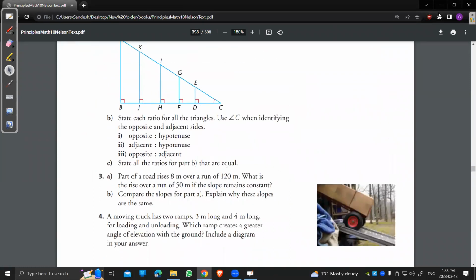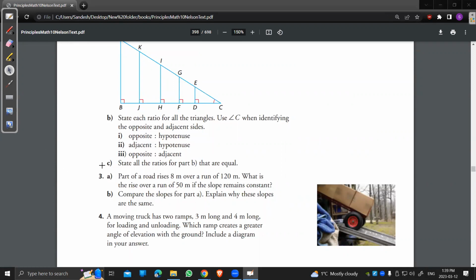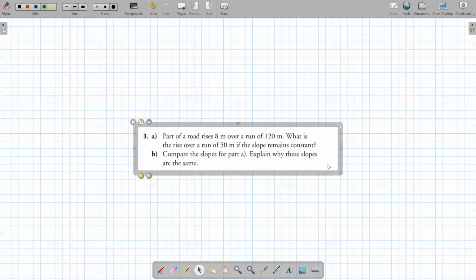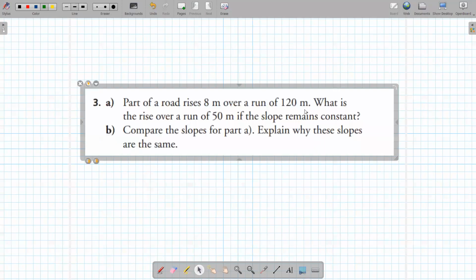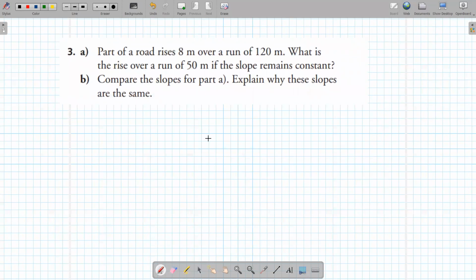Okay, these ones are pretty whatever. Let's try doing this real life problem. This would be an application type problem. So there's a road somewhere that rises 8 meters over a run of 120. So they've basically given you rise over run. This is 8, 120. 8 rise, run is 120. What's the slope? How do you find the slope?